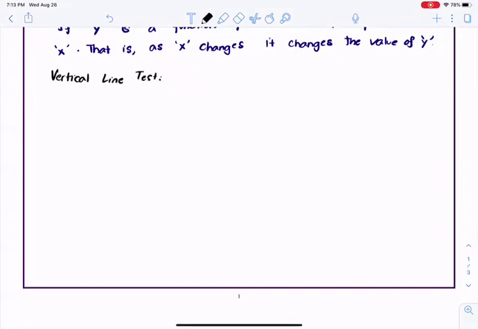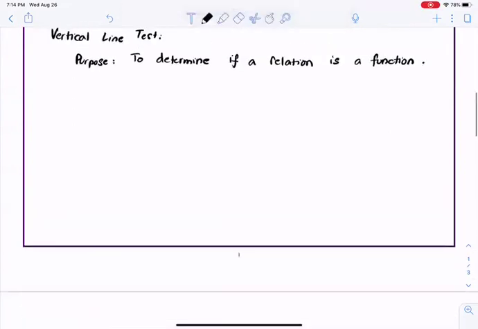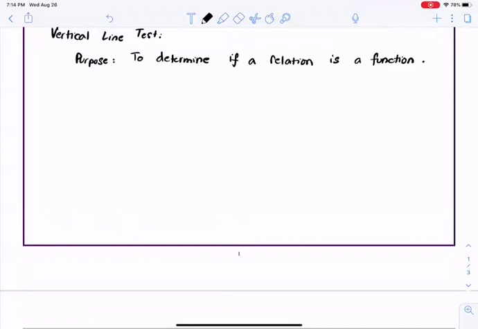What is the purpose? The purpose of a vertical line test is to determine if a relation is a function. So if we want to determine if a relation is a function, we can simply use the vertical line test.